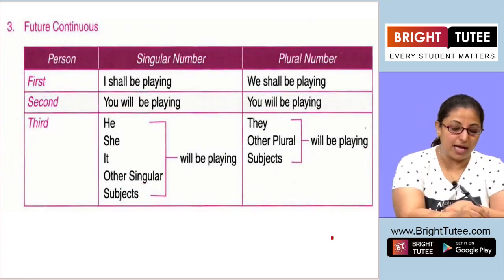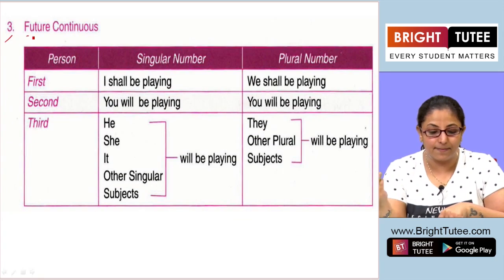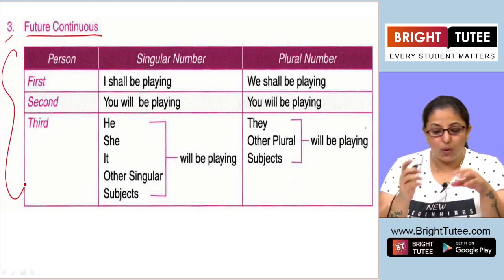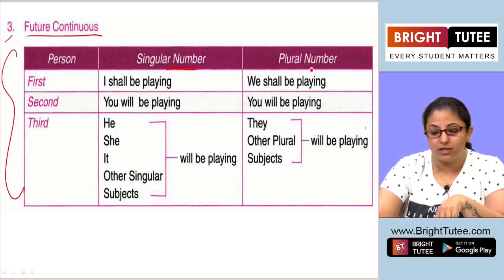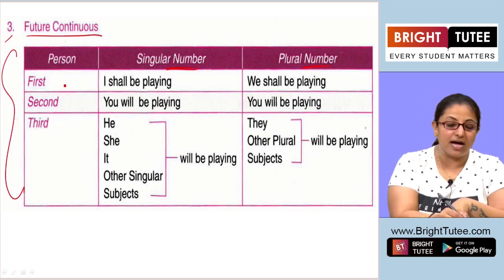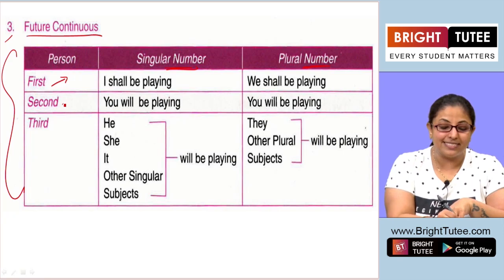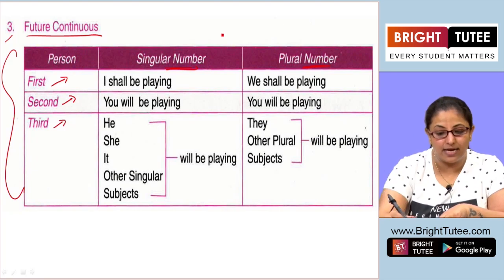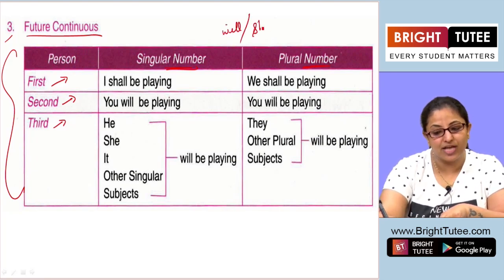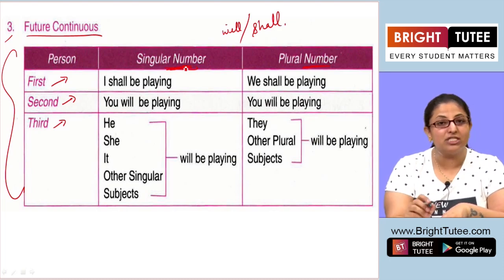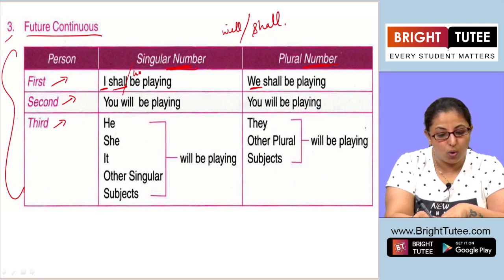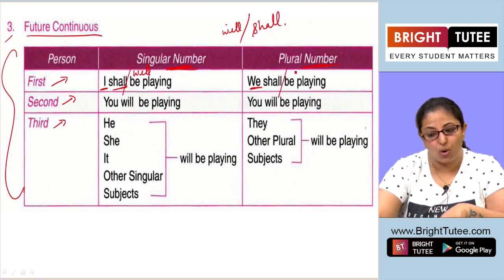Now coming to the future continuous tense. In this table, when we see the pronouns, whether in the singular number or the plural number, whether the pronouns are in the first person, second person or third person, we use will or shall. So now, whether we are talking about a singular number I or a plural number we, we use shall or will, and same here, shall or will.